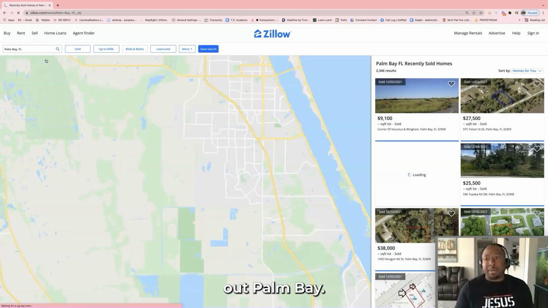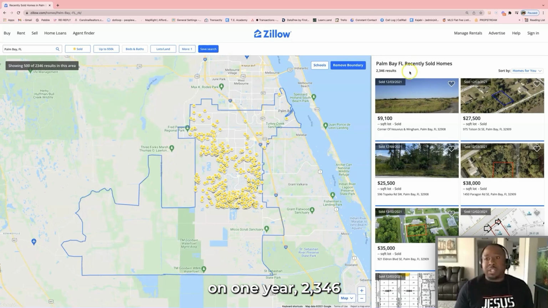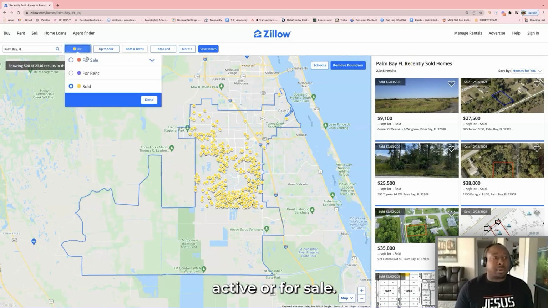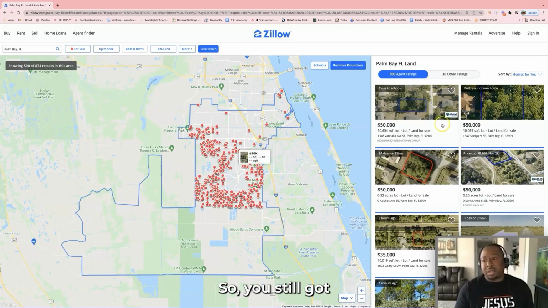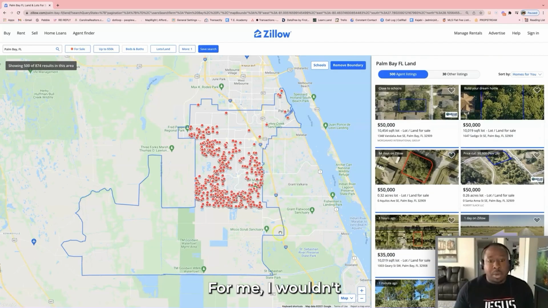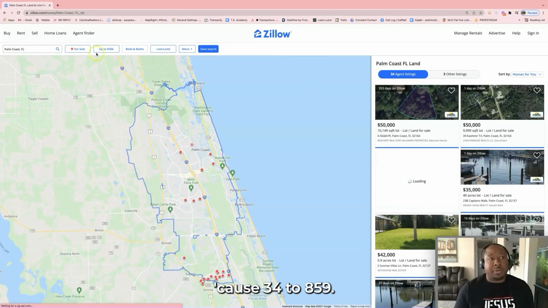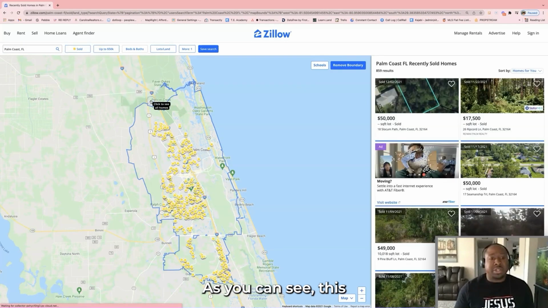Let's check out Palm Bay. Within one year, we're still on one year, 2,346 properties sold. Now let's go to active or for sale. We have 500. So you still have a ton of properties on the market, but also a ton of properties that sold. I wouldn't go into a market like this where there's 500 properties to cherry pick from. If I had to choose between Palm Bay and Palm Coast, I would pick Palm Coast because 34 to 859. As you can see, this hack will allow you to identify spots where there's more demand than there is availability.